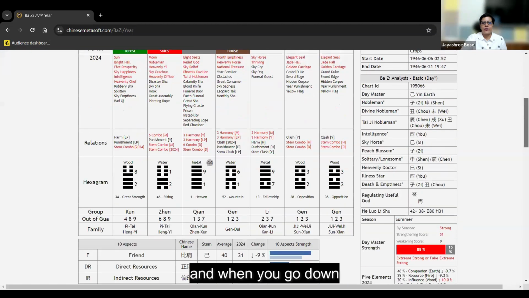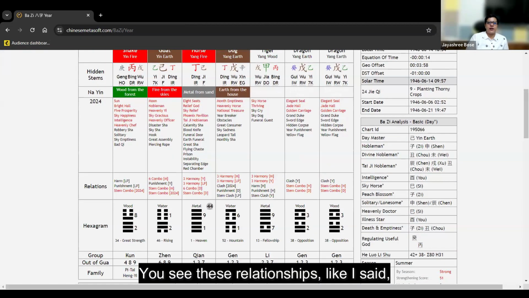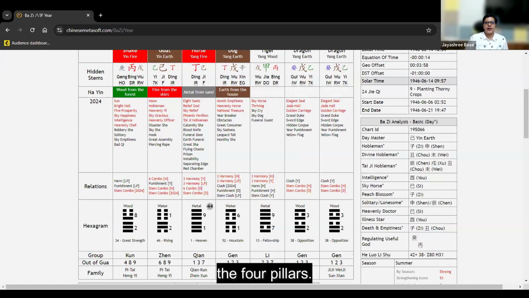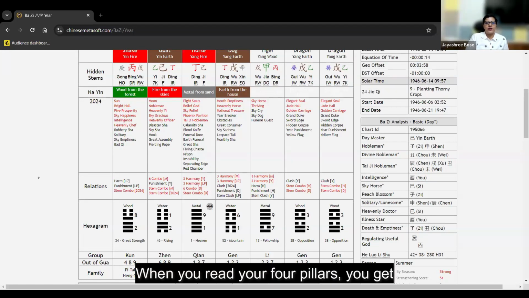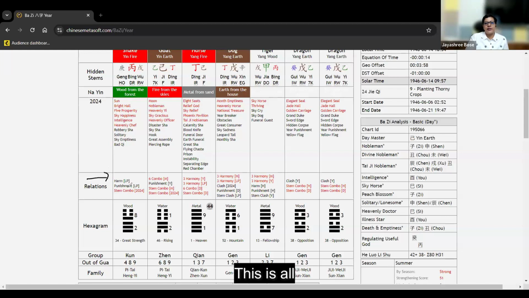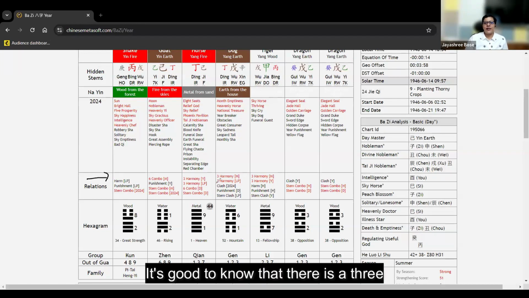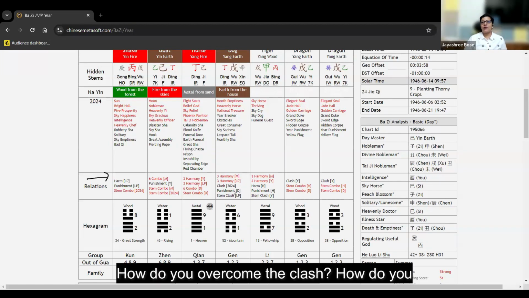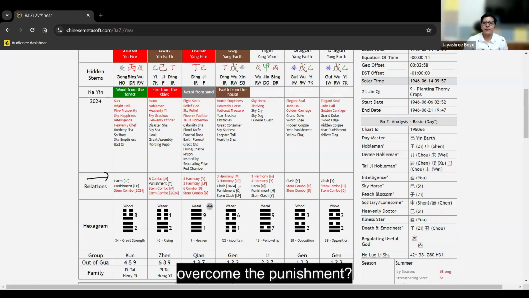And when you go down, you see these relationships. Like I said, the four pillars. When you read your four pillars, you get all the relationships, all the interactions which are happening. It's all over here. It's good to know that there is a three harmony, but there's a clash also. How do you overcome the clash? How do you overcome the punishment?